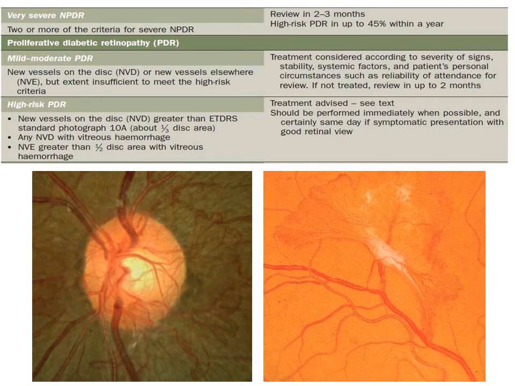Then comes high risk PDR, which contains NVDs which are about half disc area, then any size NVD along with vitreous hemorrhage, or NVE which are greater than half the disc area along with vitreous hemorrhage. Then lastly, the advanced eye disease, which contains vitreous hemorrhage, tractional retinal detachment, as you can see on the second picture, and then neovascular glaucoma, or neovascularization of the iris.